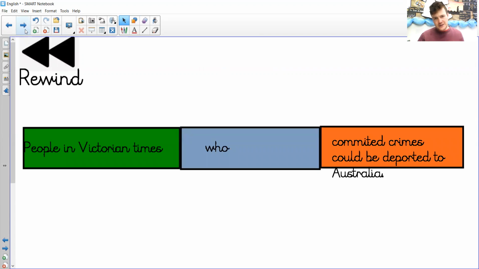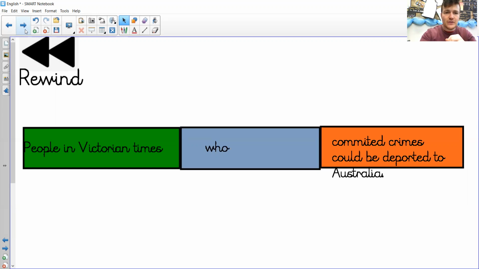Looking at this sentence, do you think it's correct or do you think I need to change something about it? People in Victorian times who committed crimes could be deported to Australia. I think the fact's correct, isn't it? That's what we looked at yesterday. Is there something that I need to change? So have a quick pause. Have a quick discussion with anybody who will listen to you, such as the dog or the cat or whoever, and explain what you think I need to change for this sentence.